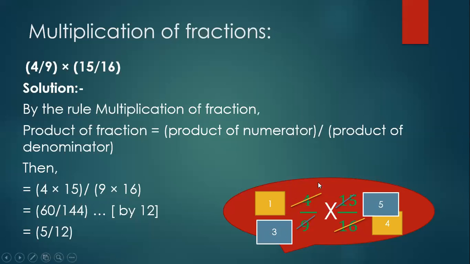Now children, you can see what is there in the numerator. In the numerator, we have 1 and 5. 1 multiplied by 5 gives us 5. And in the denominator, we have 3 and 4. 3 multiplied by 4 gives us 12. If you see, children, instead of multiplying 4 by 15, then 9 by 16, and then seeing by which number they go, if you do a bit more practicing in the cancellation part, your questions are going to become extremely simple.